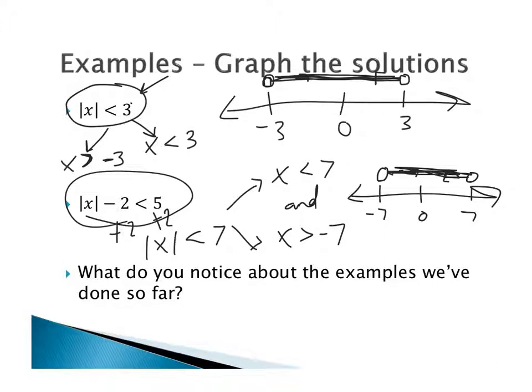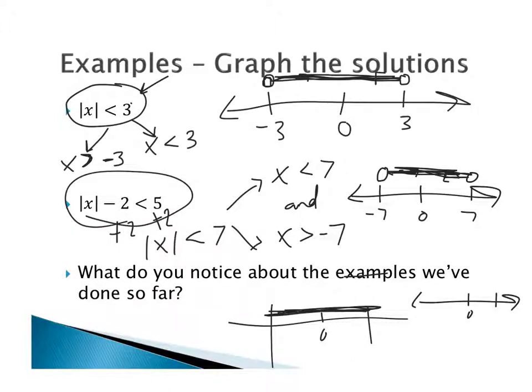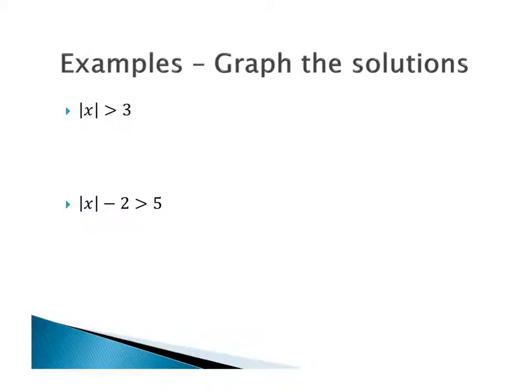Now, what do you notice about the examples we've done so far? Hopefully you've noticed that when we do this, and 0's right there, a lot of times we're shading things in between two values. Now, one thing I do want to say is that sometimes we will get instances where we get something there and we get something there, and we actually shade away from 0. Those are coming up. Don't assume that every time we go in between. All right, so let's look at those.